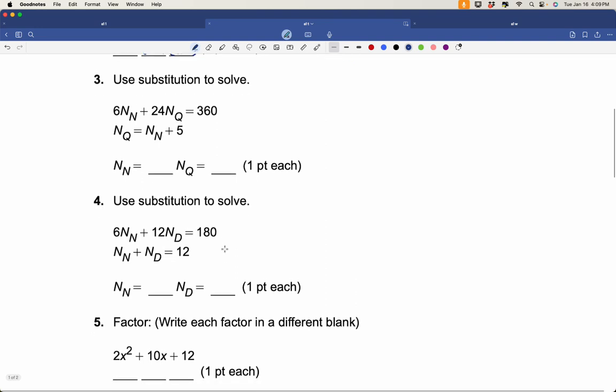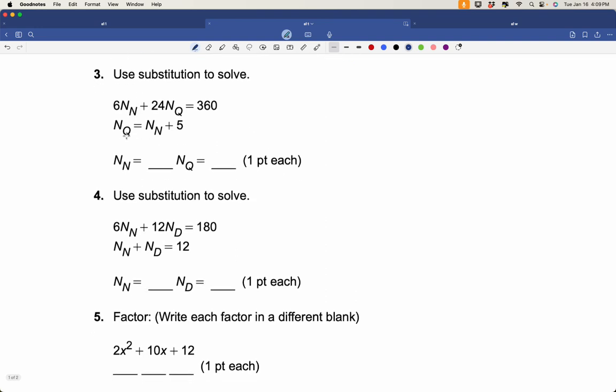Now we're going to use substitution to solve here. We've already got a substitution value for NQ, and that's NN plus 5. So I'm going to rewrite this with my substitution value. 6NN plus 24, and the value for NQ is NN plus 5, and that equals 360. Now I'm going to distribute: 6NN plus 24 NN plus, 24 times 5 is 120. I just had to think for a minute.